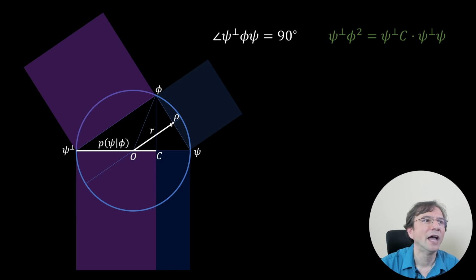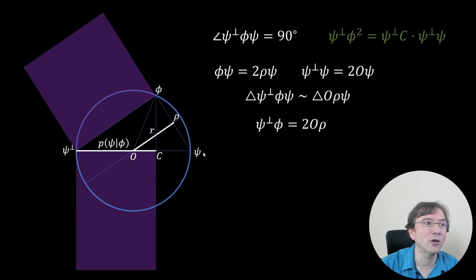Okay, so note that psi perp phi psi is a right triangle. So we have some Pythagorean action going on. So we have that this square plus this square is equal to this square. But since this is a projection, what actually happened is that this square is equal to this rectangle. So psi perp phi square is equal to psi perp c times this side, which is just psi perp psi. So we have this relationship.